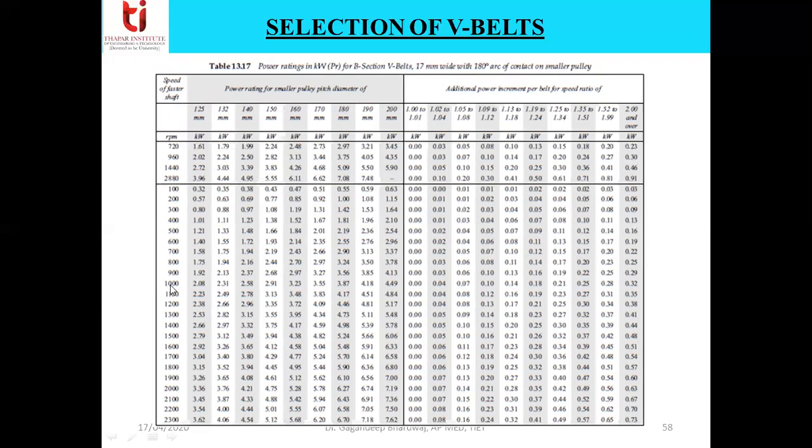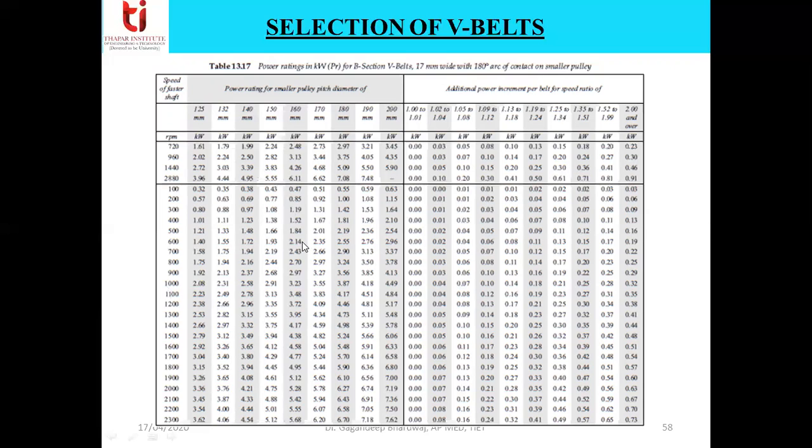This is 1000, and that is the pitch diameter, power. This is the pitch diameter 170. If speed is given as 600, pitch diameter is given as 160. So according to that, this power rating is 2.14.